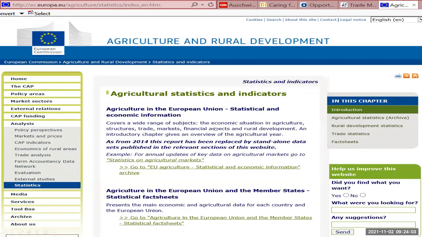The European Union has their Agriculture and Rural Development website, which has statistics on their imports, statistics on trade, their requirements, the agricultural statistics, trade statistics, fact sheets. It's all here to dive down into. I could have spent hours working on this for this presentation.